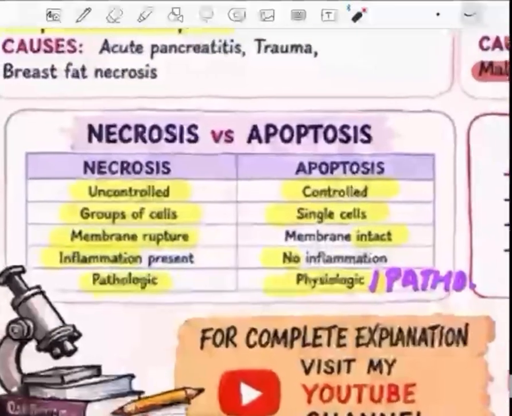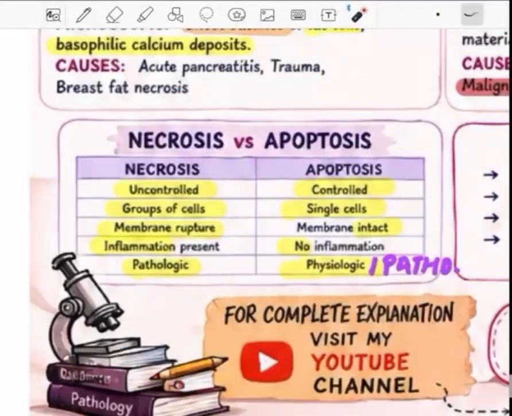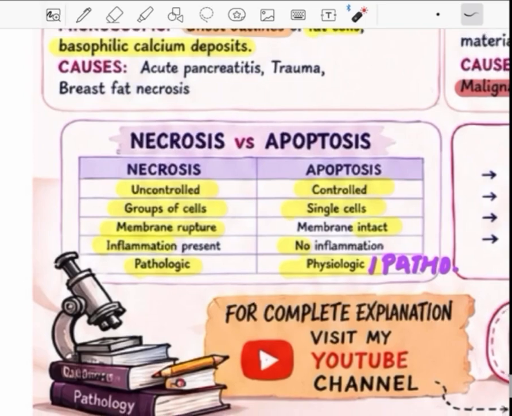Now, how to differentiate whether it is necrosis or apoptosis? Remember, necrosis is uncontrolled cell death. Apoptosis is controlled cell death. In necrosis, the membrane ruptures and content leaks out, causing inflammation. It is always pathological. Necrosis is never physiological, unlike apoptosis. Apoptosis can be physiological as well as pathological, and the hallmark of apoptosis is that the membrane is intact, so there is no inflammation in apoptosis.